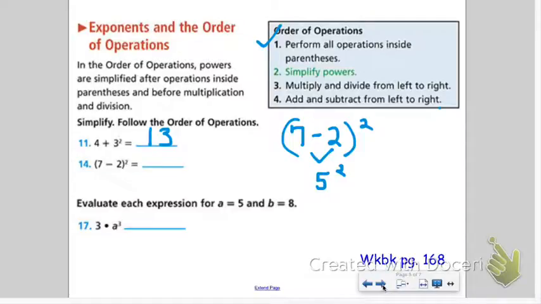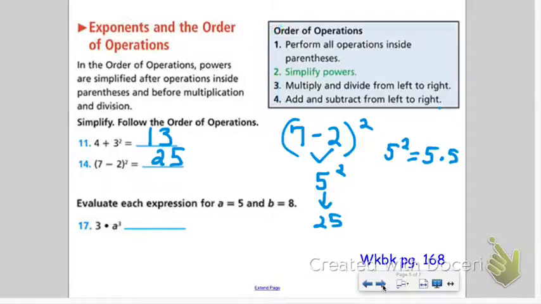We're going to simplify the powers. 5 to the second power, you know, is 5 as a factor 2 times, 5 times 5, which means 5 to the second power is worth 25. Step 2 is complete. We don't really have to worry about steps 3 and 4. The answer here is 25.